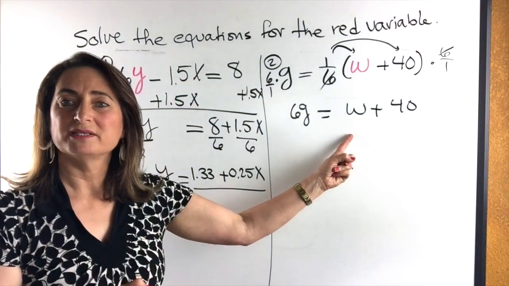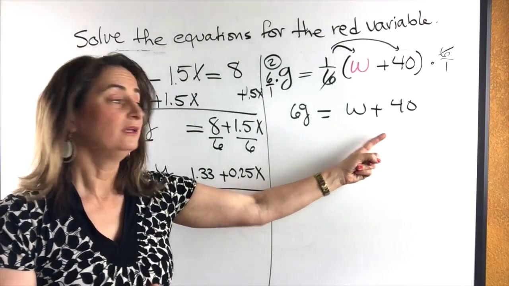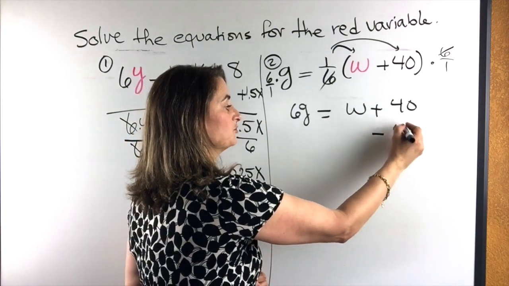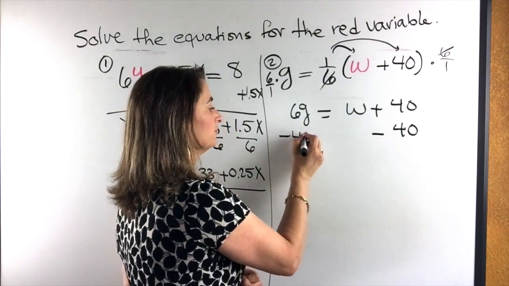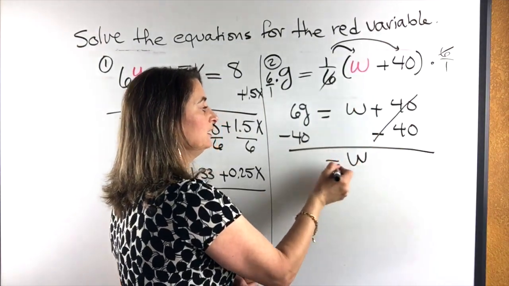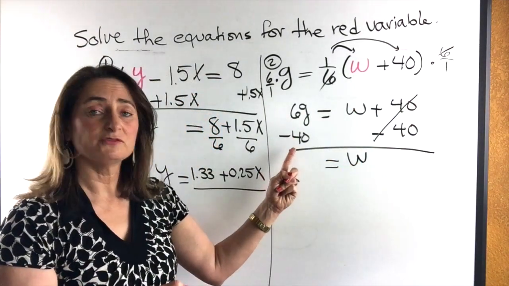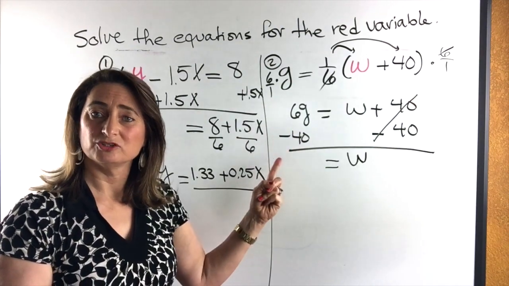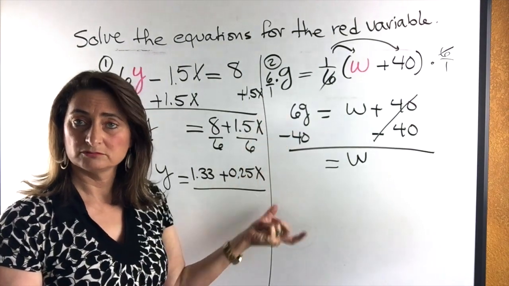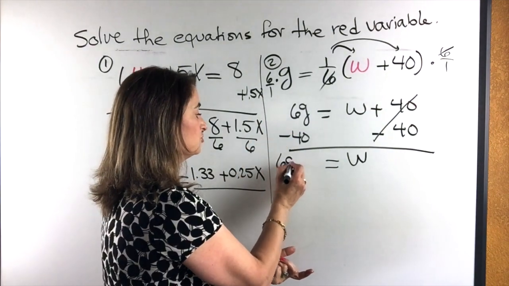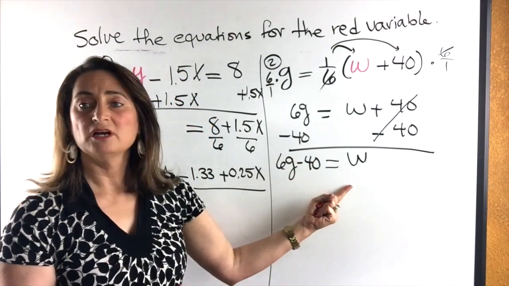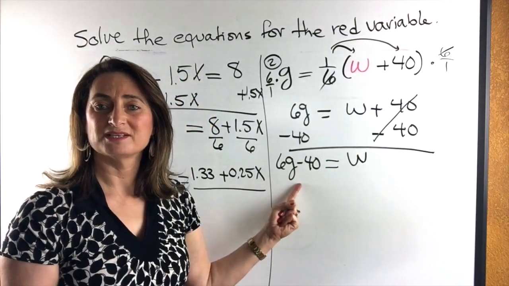Now I need w by itself. I get rid of 40. The operation is addition. To undo addition, you subtract 40 from this side, subtract 40 from this side. 40 minus 40 is 0. Bring w down equals 6g minus 40. I can't combine those because they're not like terms. This is a coefficient and this is a constant. So what do you do? Just bring them down. 6g minus 40. Mission accomplished. w is isolated on one side of the equation.